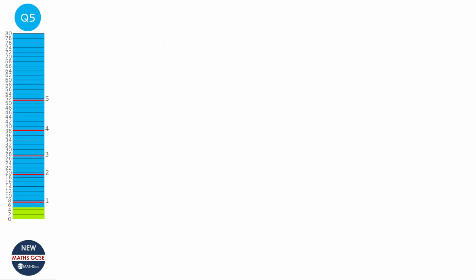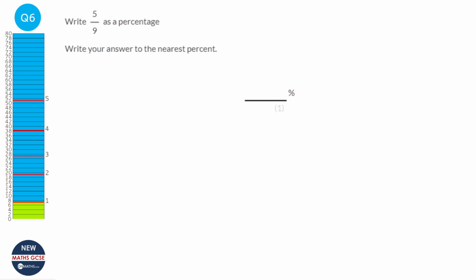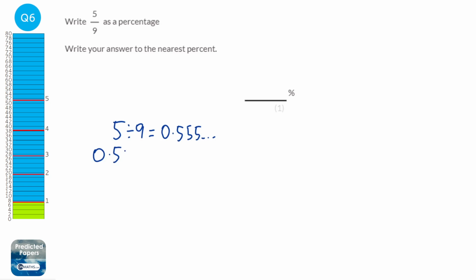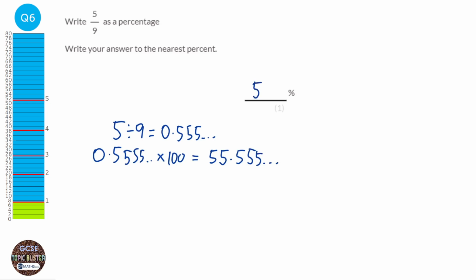So we're going to start by writing 5 over 9 as a decimal, and to do that we just need to do 5 divided by 9, which will be 0.5 recurring. And to convert between a decimal and a percentage, we just times by 100. So we're going to take 0.5 recurring and times it by 100, and that will equal 55.555 recurring. And to the nearest percent, that's going to be 56, because that 5 will move that 5 up by 1.